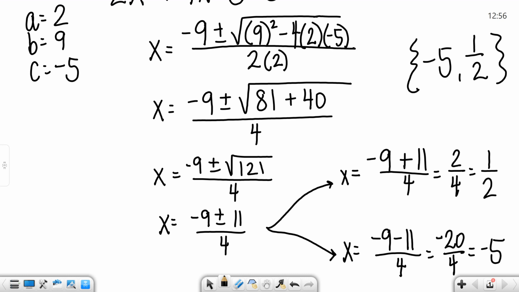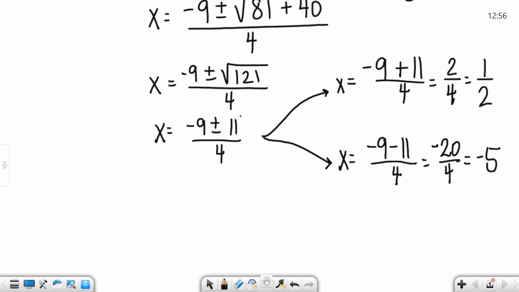So with the quadratic formula, to me, the hard part is: is it in the right form? And then did I plug it in correctly and not make any sign errors? Let's try another one.